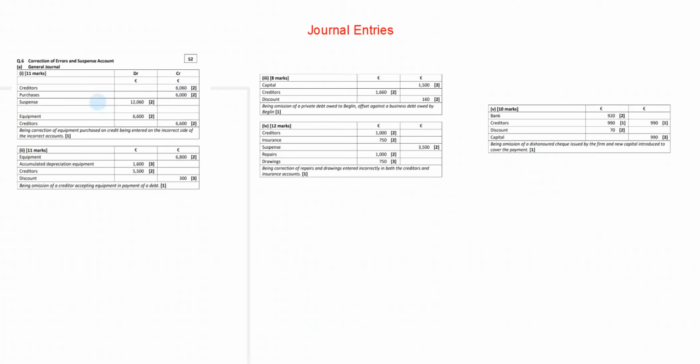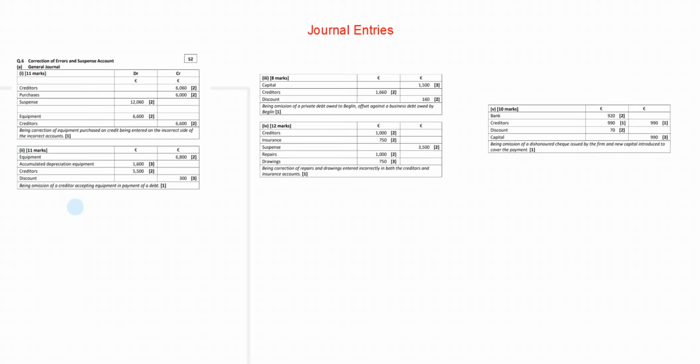And then we just give it some description. So this is being correction of equipment, purchase on credit being treated essentially as purchases, and the incorrect side of creditors. Even something like that, just break it down to where they'll understand it. So you're basically missing out on 5 marks if you don't write something small. And a lot of the time it doesn't have to be word for word what they give, but as long as you give a good description of what's happening, then the correctors will be happy.